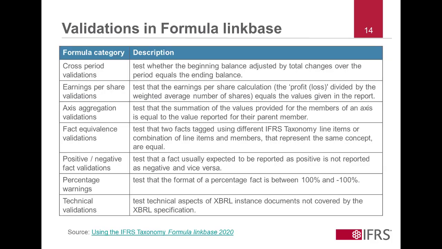The IFRS taxonomy formula link base has 7 categories of formulas which are described on this slide. For more details about the formulas and how they can be used to improve the data quality of electronic filing, you can refer to the formula link base guide available on our website.